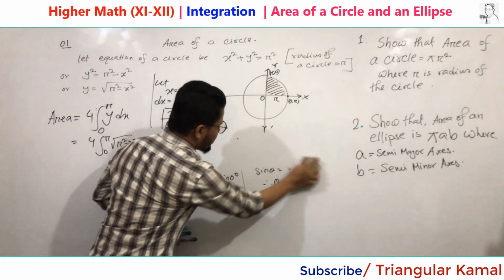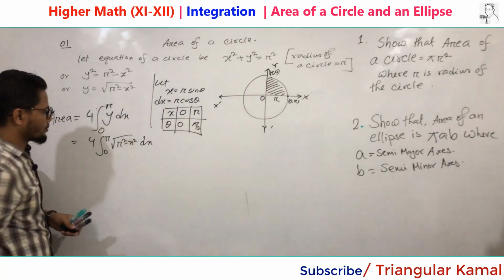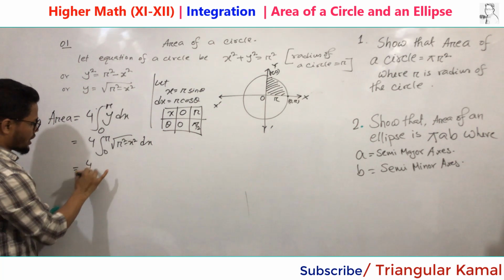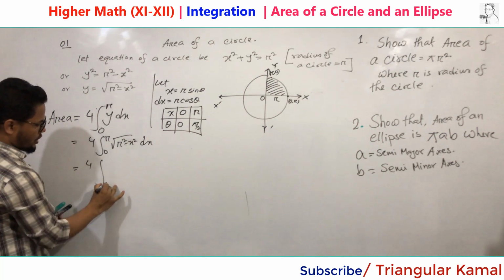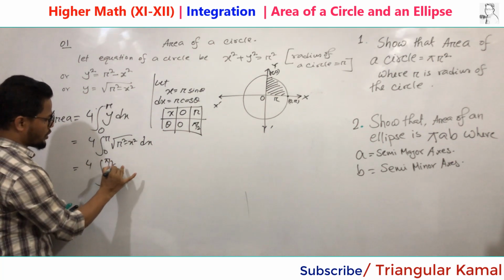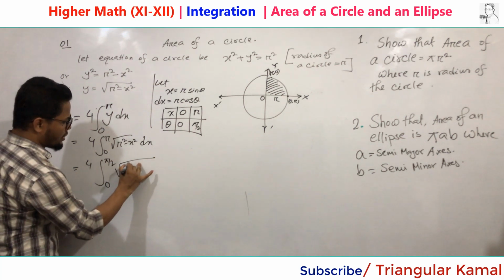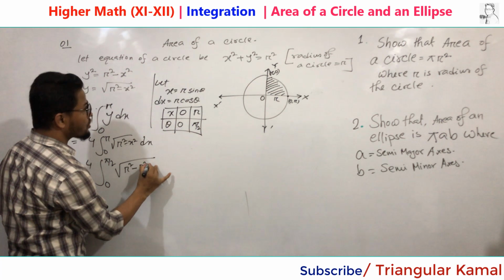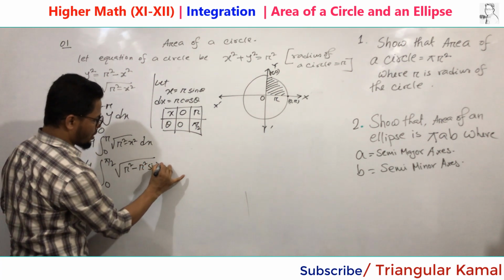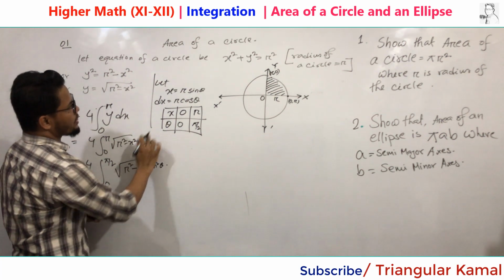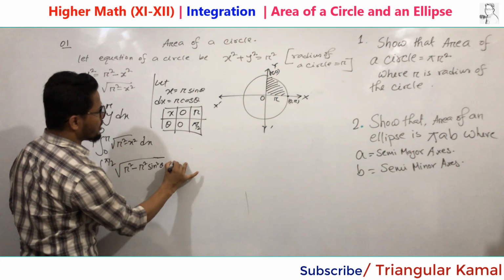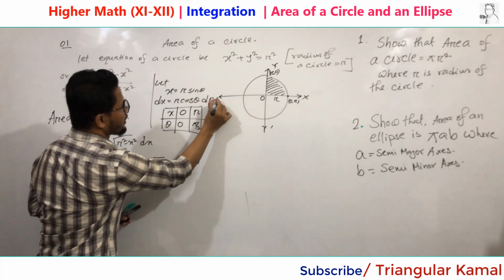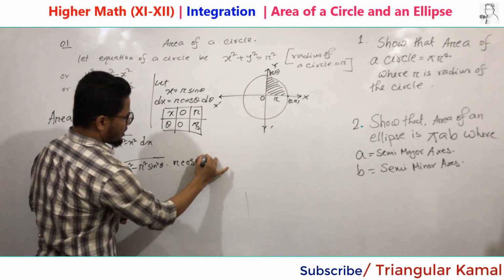Now change all the integration limits here, like this: 4 times the integral from 0 to pi by 2, and there will be r square minus x square, so there will be r square minus r square sin square theta. Then dx is r cos theta d theta.